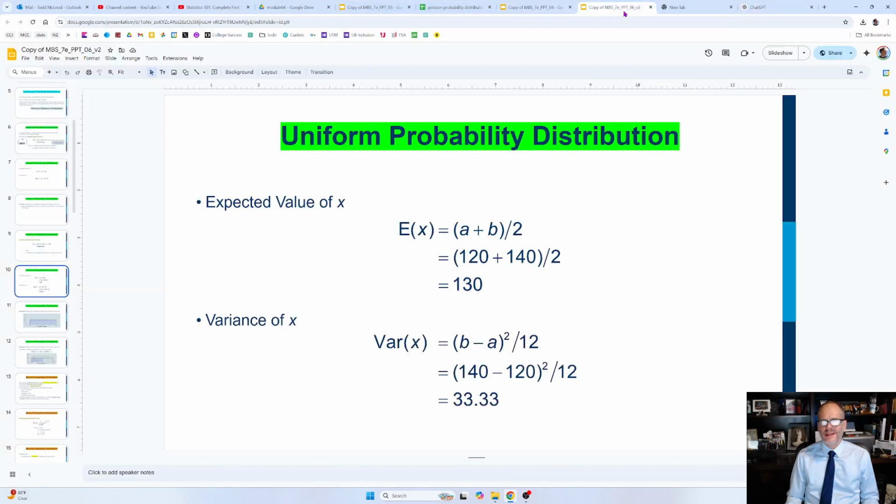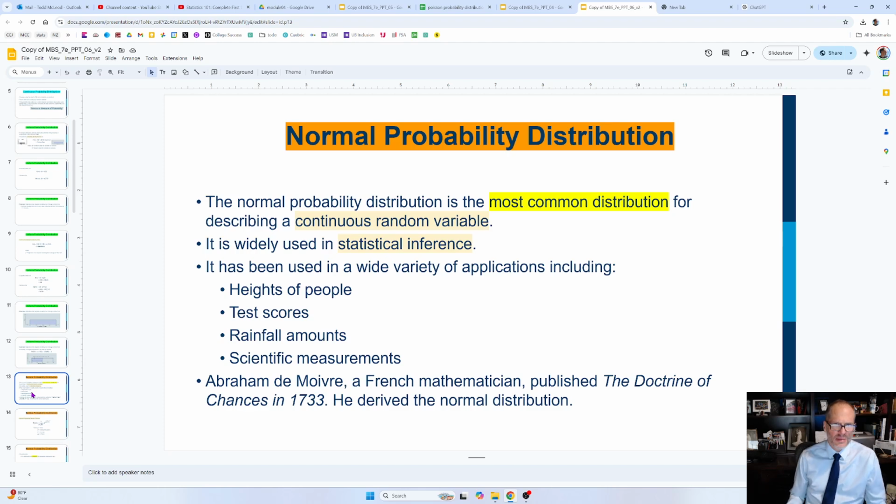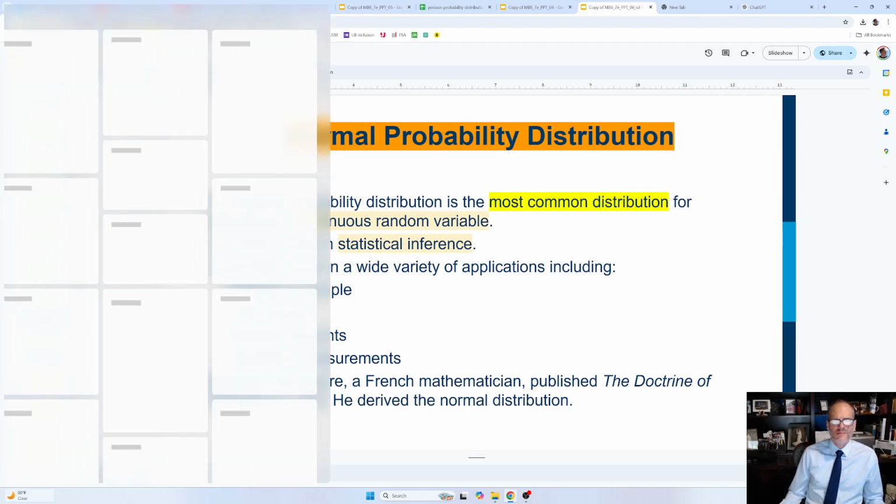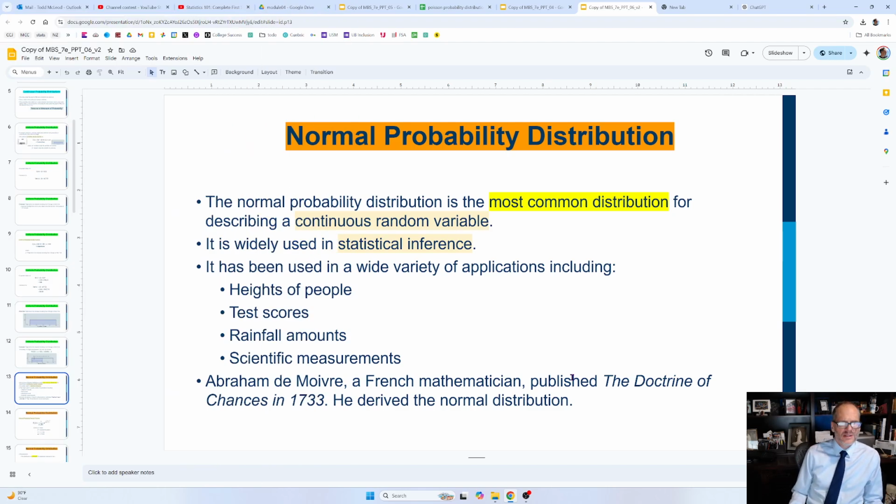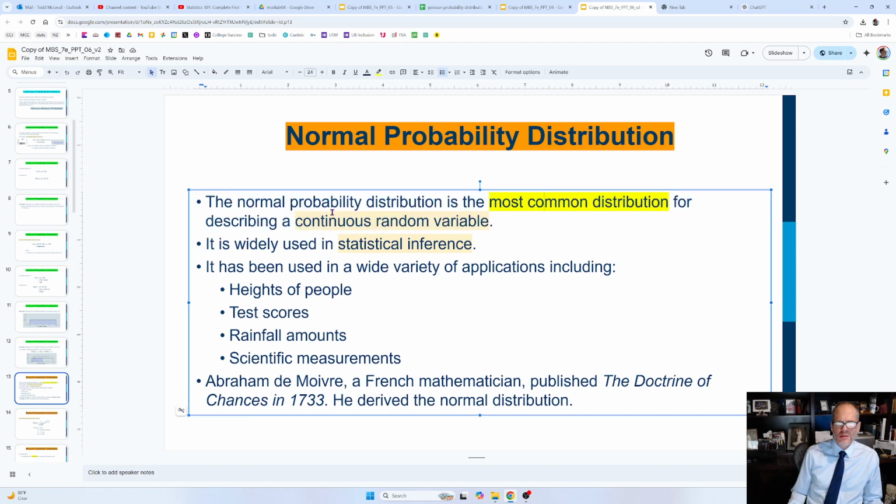one larger. And now we're going to go on and talk about normal probability distribution. And we'll do it. That's interesting stuff. I'm getting a little bit tired. We'll go through the theory here, and then we'll do an example of normal probability after this one. So the normal probability distribution is the most common distribution for describing a continuous random variable. So that's really good to know. This is the most common one.